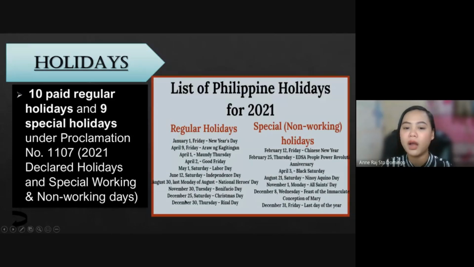Meron tayong regular. Ito talaga, kapag ito ay tumungtong ng weekdays or may pasok, bayad to sa kumpanya. Ayan o, paid regular holidays. Kapag may pasok at na-tiyempong holiday, wala yung pasok sa lahat ng employees pero bayad. Katumbas yan ng isang araw nilang sahod. And itong special non-working holidays, it depends. Non-working and working holidays, it depends to the companies.